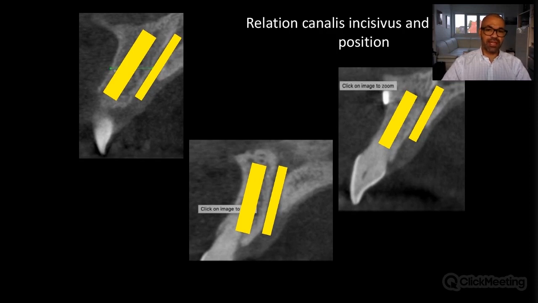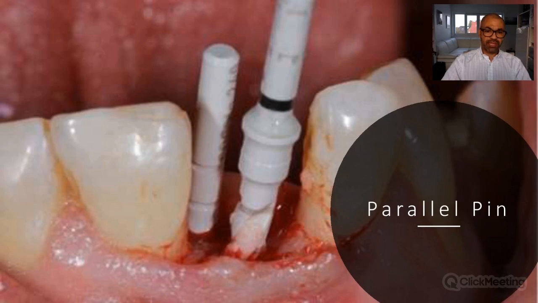So how to find some correlation with some anatomical structure, for instance, is if we see there is a relation between the canalis incisivus and the direction of the bone where an implant could be placed. So as you can see in these cone beam scans, the direction or the angle of the canalis incisivus is exactly the same where the bone is located to place an implant. And one very easy tool is if you place one parallel pin into the canalis incisivus, which is absolutely no trouble for the patient.